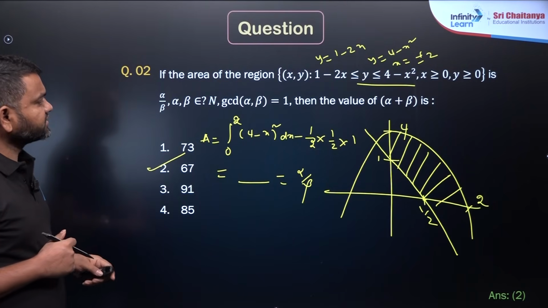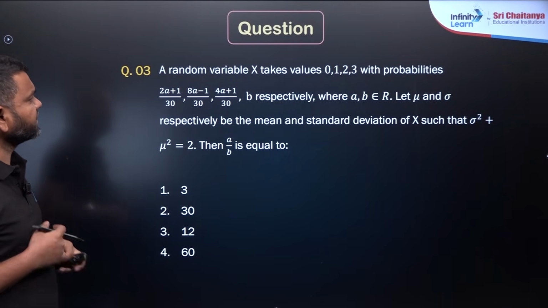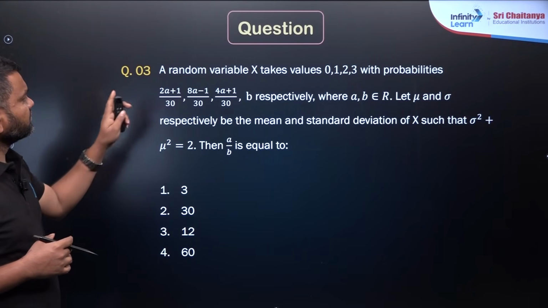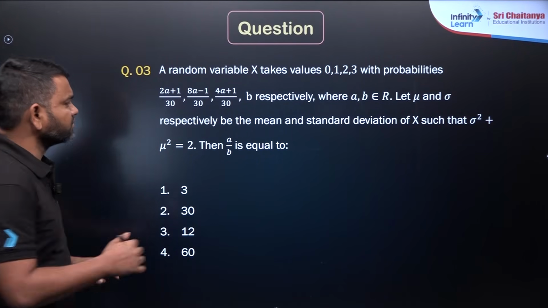All right. Next, you have a random variable x. The random variable x takes the values 0, 1, 2, 3.